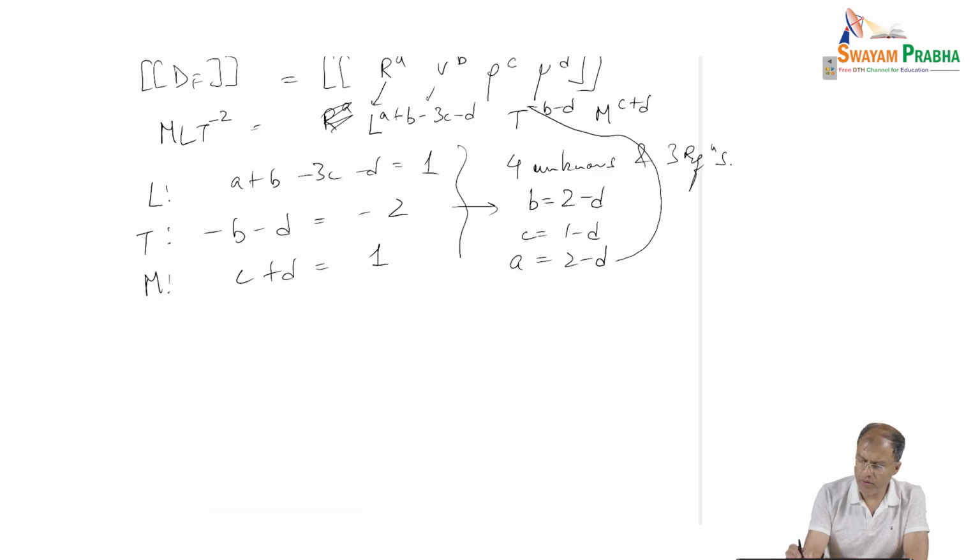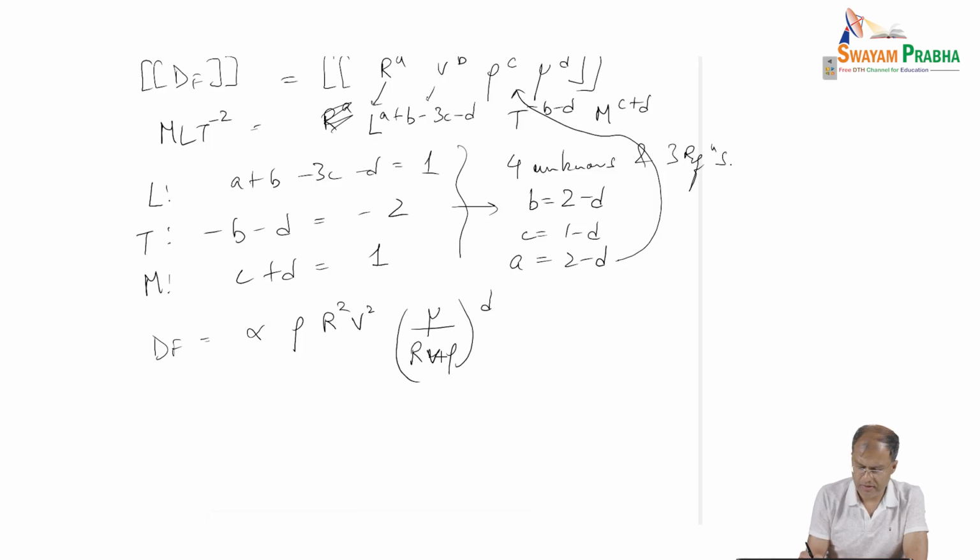And when we plug it into our dimensional analysis of the drag, our drag comes out to be alpha times rho times r^2 v^2 times (mu by r v rho) to the power D. Mu by r v rho is a dimensionless group. We can check that this is a dimensionless group. Let us call this pi, the dimensionless group. And so this is alpha times rho times r^2 v^2 times pi^D, right?